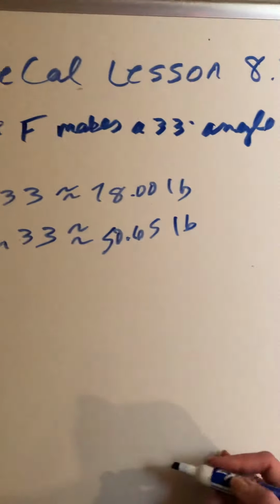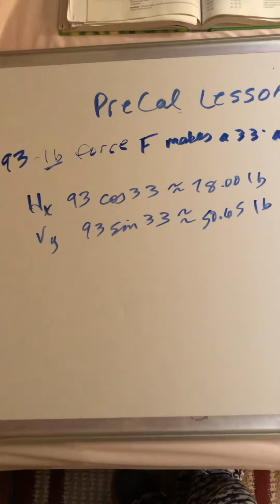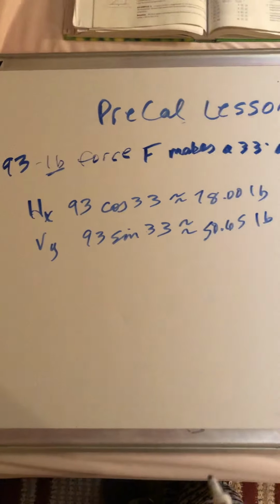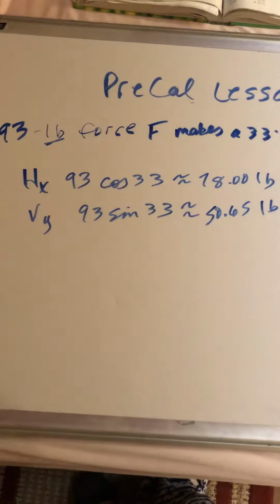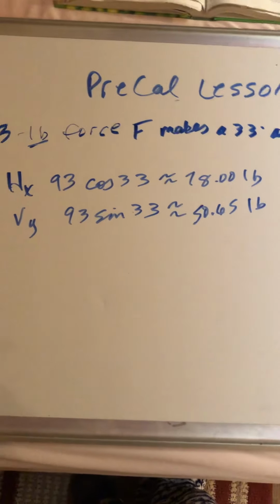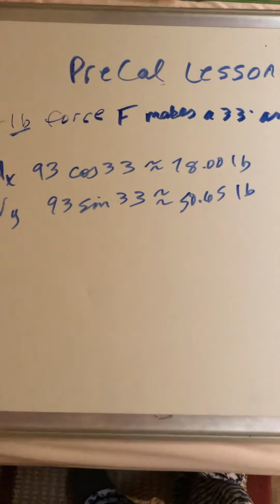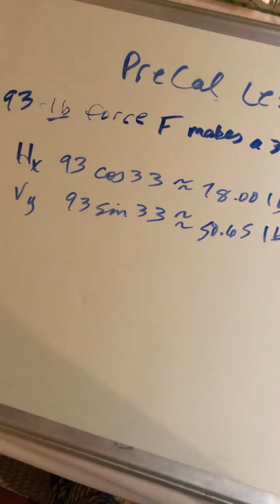Okay, so that's what you do when you've got a 93-pound force making a 33-degree angle with the horizontal, to find the horizontal and vertical components. Horizontal is always cosine, vertical is always sine. There's that one.